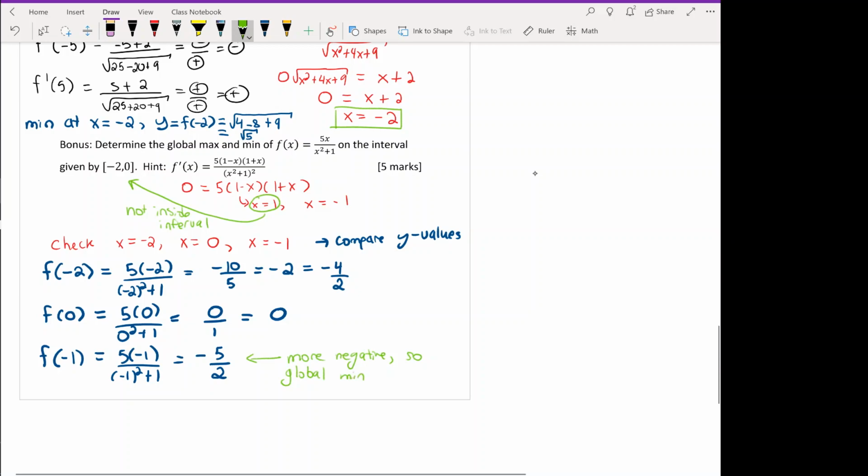Global min at -1, -5 over 2. And then the most positive number, most positive y value is at 0. So global max at 0, 0. That's the answer for that bonus question. And that's it for the quiz.